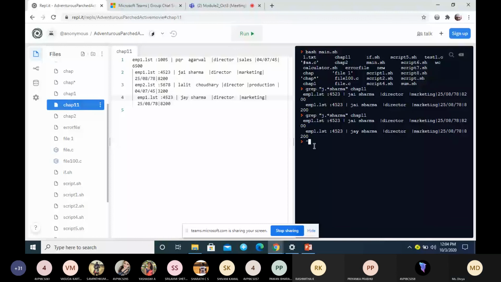So under the topic specifying pattern location, we will be discussing two characters. One is the caret symbol for matching the beginning of the line and the dollar symbol for matching the end of the line. So I'll give an example. grep.